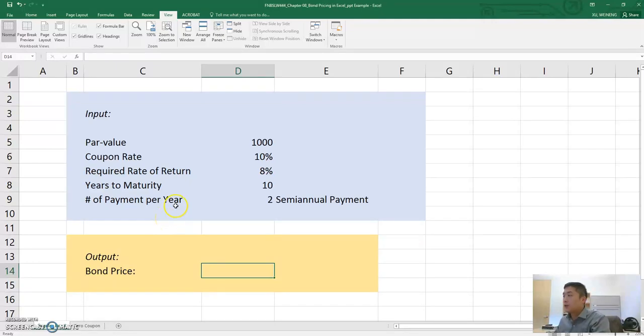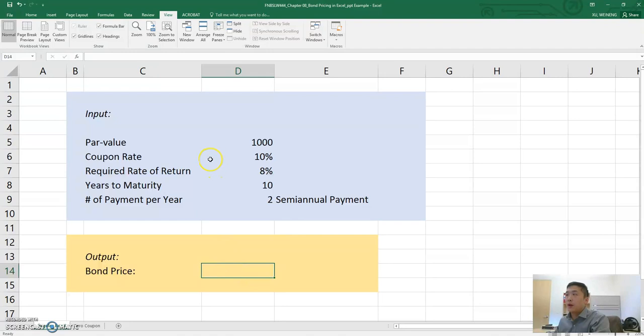Okay, in this video, I'm going to show you how to compute the bond price in Excel. I have uploaded this example file on Canvas, so you can feel free to download and follow through.